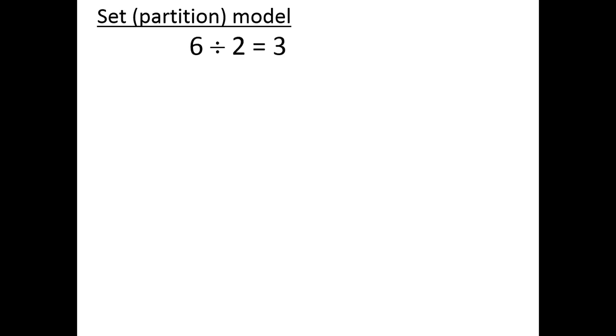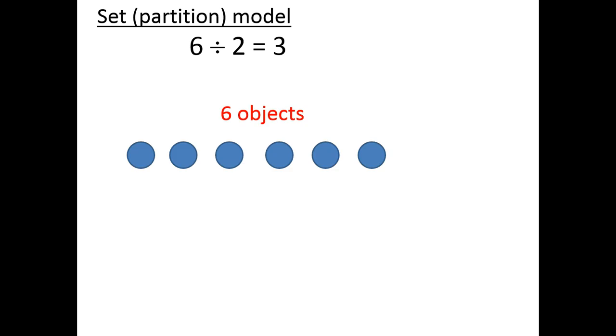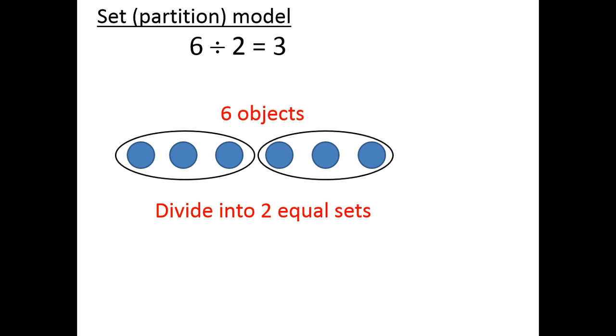Let's look at the set or the partition model again. What if we had 6 divided by 2 equals 3? What would that mean? Well, that would mean we have 6 objects, but now we're dividing into 2 equal sets. So if we take 6 objects and divide them into 2 equal sets, then the number in each set is 3. That's why our quotient is 3 this time.